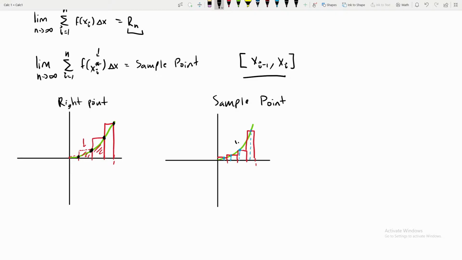As you could see, sometimes the point, like right here, this third one, is all the way at the left, sometimes it's dead center, other times it's all the way on the right. We just take a sample point within that interval, this interval specifically, and then we draw the rectangle using that. That's all the sample point is.